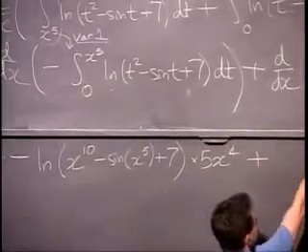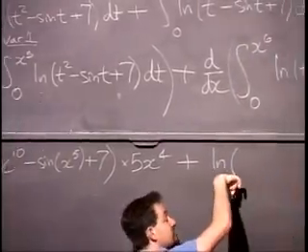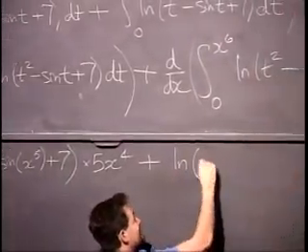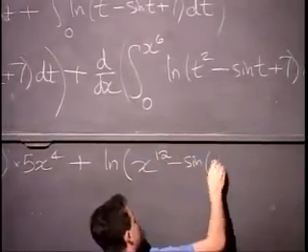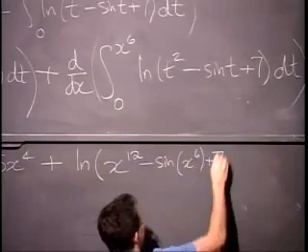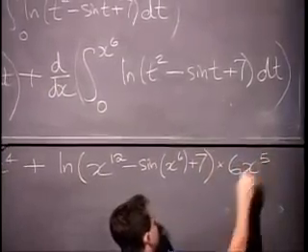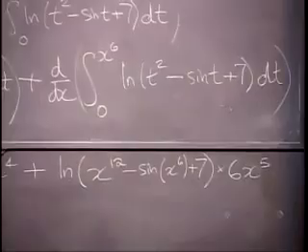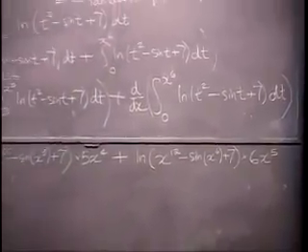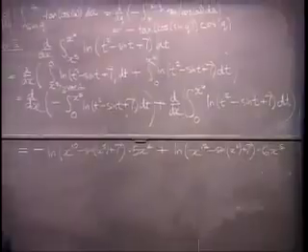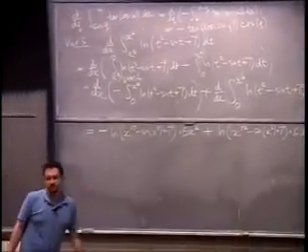And the second piece, I've got log of, now instead of t equals x to the 5th, I put x to the 6th. So I'll get x to the 12, minus sine x to the 6, plus 7. And I need to multiply by the derivative of x to the 6, which is 6x to the 5. And again, I'm just writing down that answer, but I really think it's a good idea to use the chain rule in a way that I did when I did variation 2.